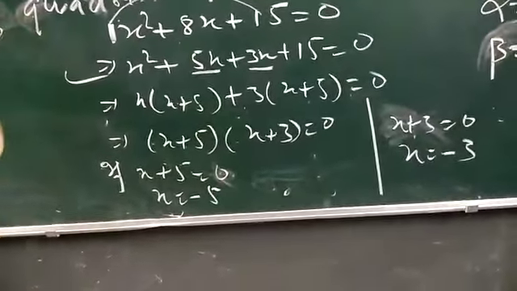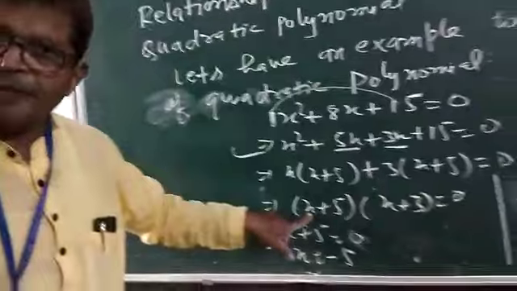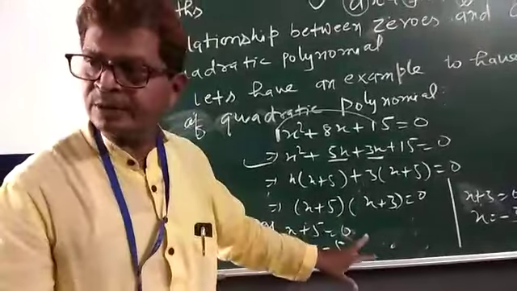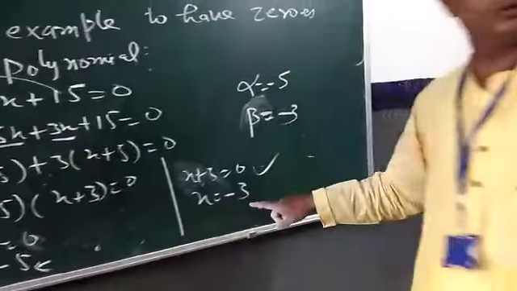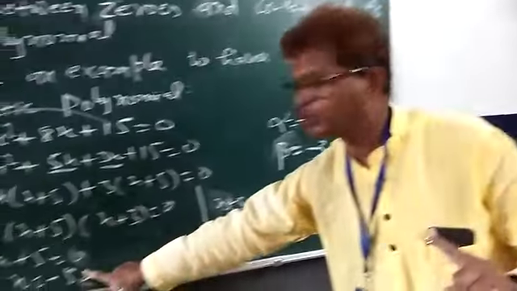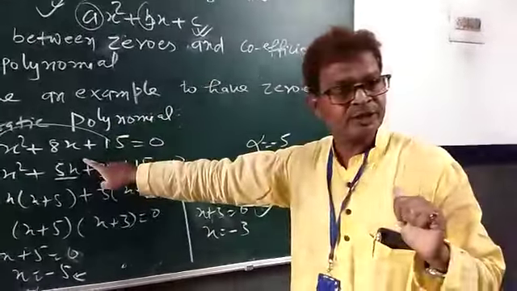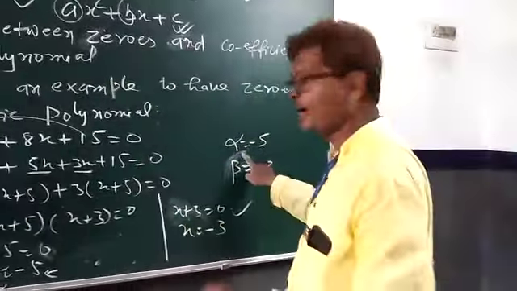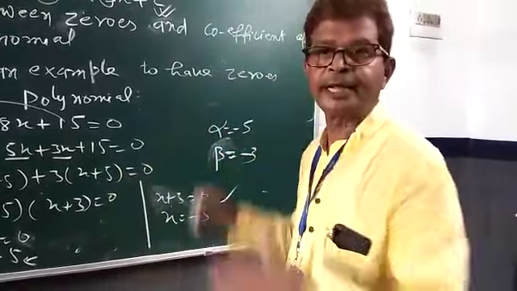If the product of two quantities is equal to 0, then one of them must be equal to 0. So either x plus 5 equals 0 or x plus 3 equals 0. If x plus 5 equals 0, then x equals minus 5. If x plus 3 equals 0, then x equals minus 3. These two values, minus 5 and minus 3, are the values of x. These are said to be the zeros. They are called alpha and beta. You may suppose any of them as alpha or beta, regardless of the order.